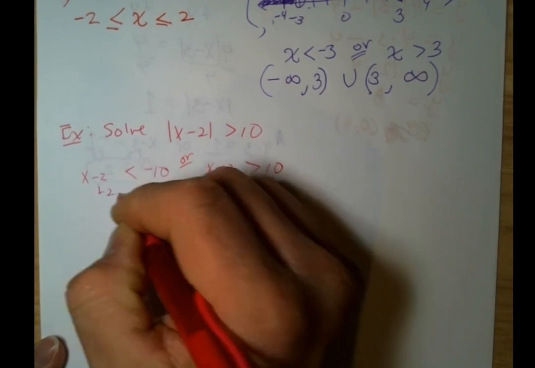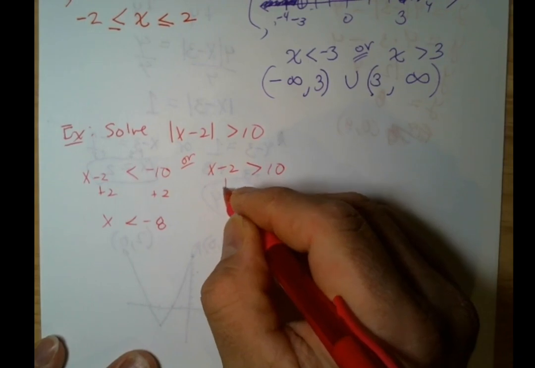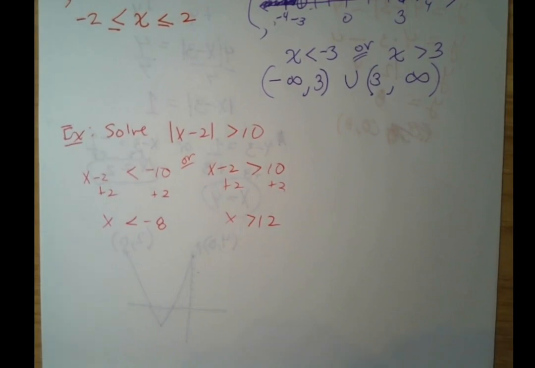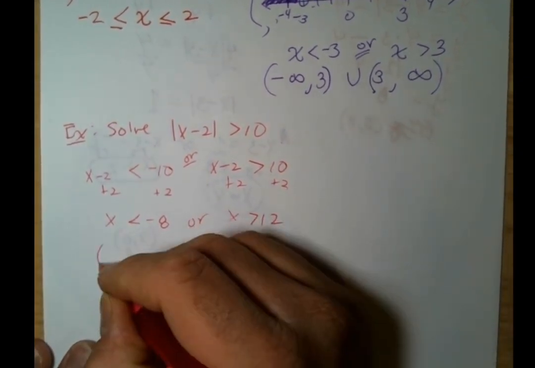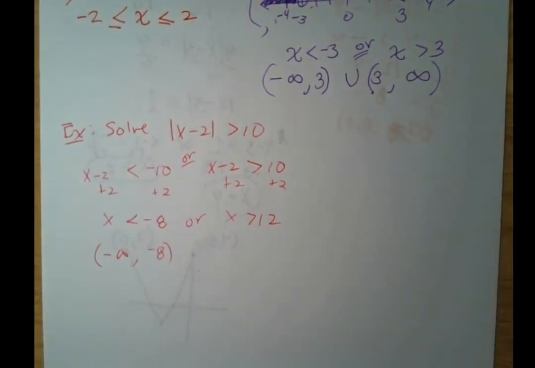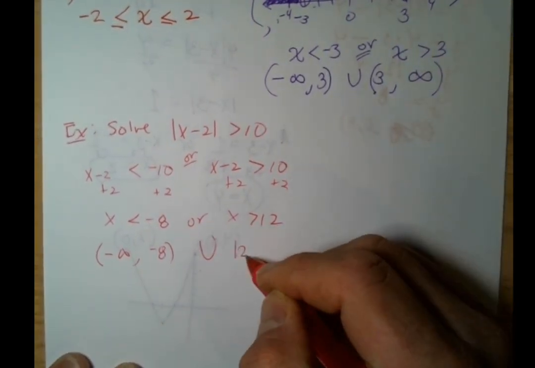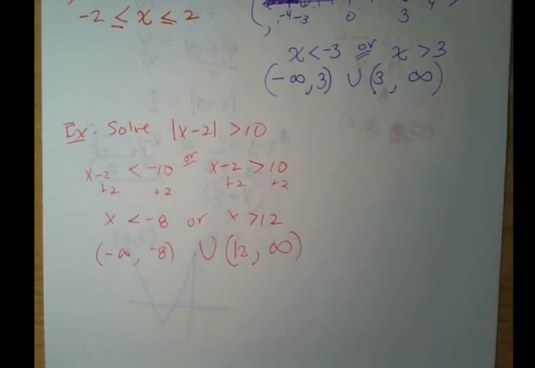Now we add 2 to both sides, and we get x is less than -8. Add 2 to both sides for this part, and we get x is greater than 12. Again, this is an or. So now in terms of my interval notation, less than means we have something that looks like this, from -infinity to -8. Union, there's a break till we get to 12 up to infinity.